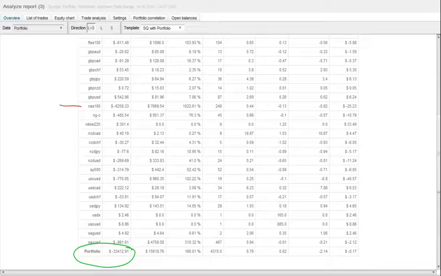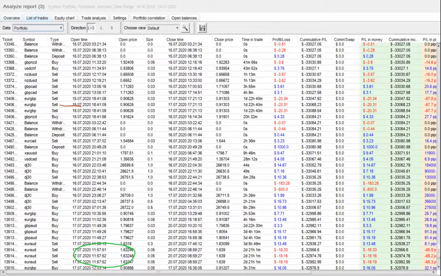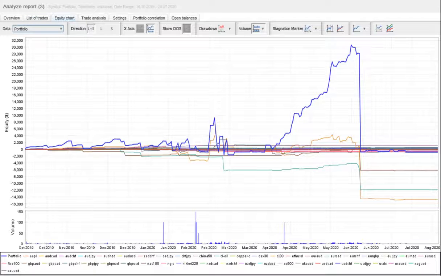as well as there are many pairs where he is making a profit. These are the list of the trades, and this is the equity chart. In the equity chart we can see the volumes of the trades, meaning how many lots he has traded in February, April, May, and June 2020.